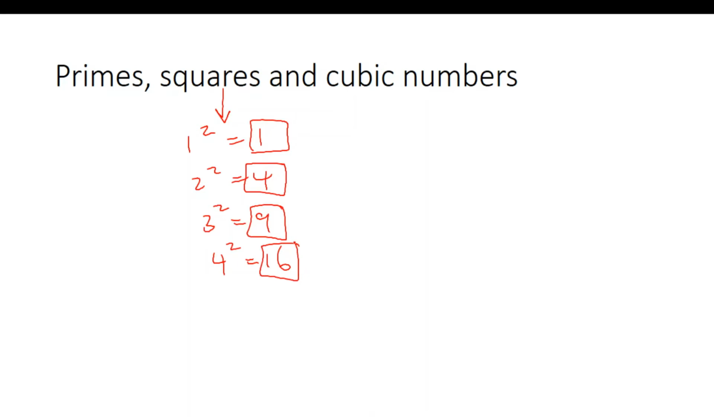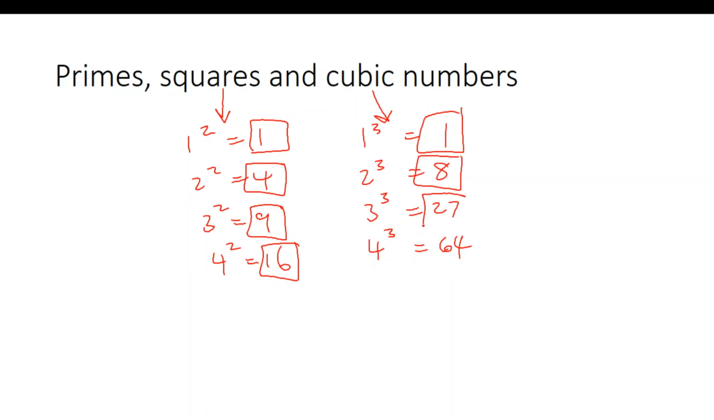Alright, so square numbers are the answer to something times itself. What do you think cubic numbers are? Pretty much the same thing, except the answer to 1 cubed. So 1 cubed, again, is 1. 2 cubed, 2 times 2 times 2 is 8. 3 cubed, 3 times 3 times 3 is 27. 4 cubed, 4 times 4 times 4 is 64. And these are called cubic numbers. All these ones here are called cubic numbers.